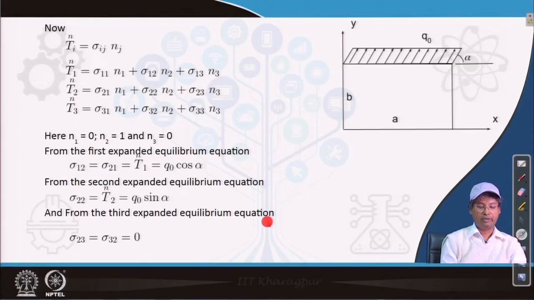And from the third one, what we have is that there is no 2 3 or 3 2 shear component, because it is a two dimensional stress condition. Definitely there would not be any shear component acting perpendicular to the board. So, definitely those are 0.